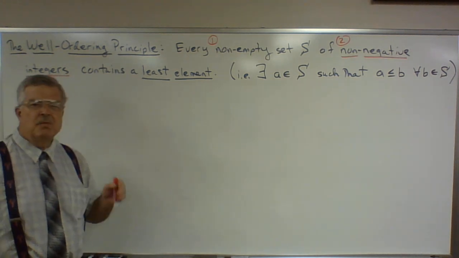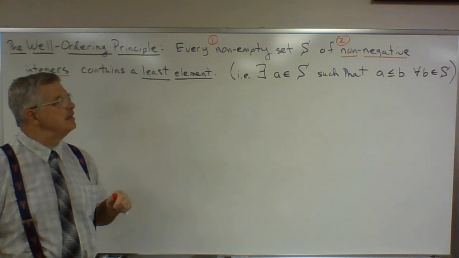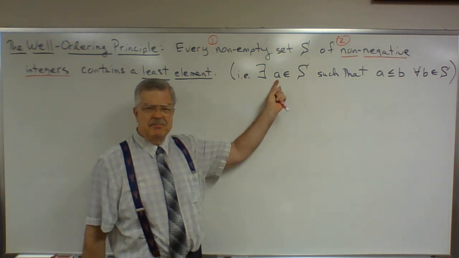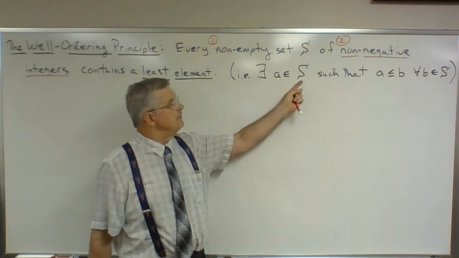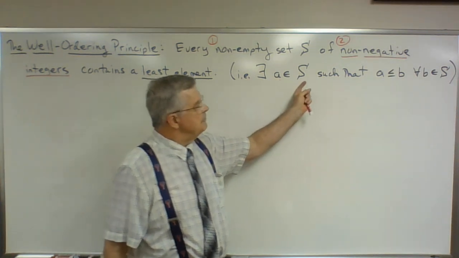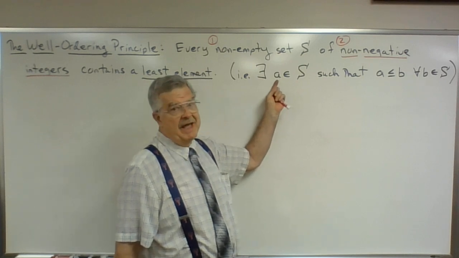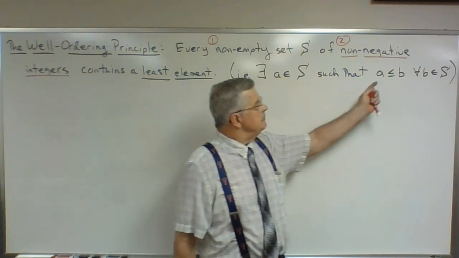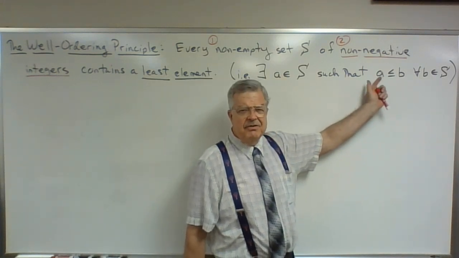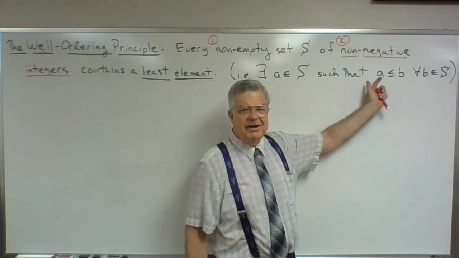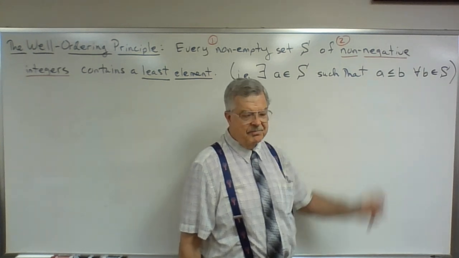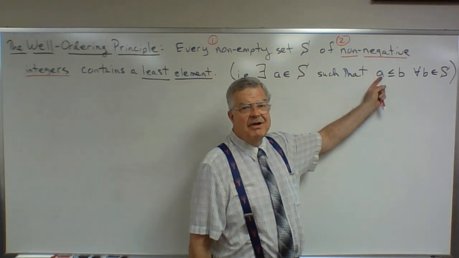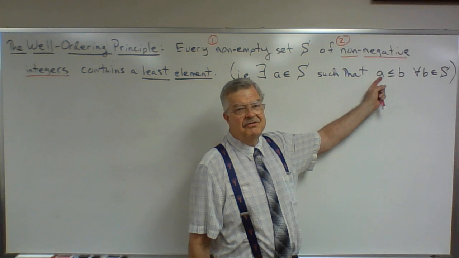And what we mean when we say that it has a least element is that there is some unique element in the set S such that, and we'll call this A, there's some unique element A in the set S such that A is less than or equal to every other element in the set. This is our least element. Every other element is greater than or equal to this element.